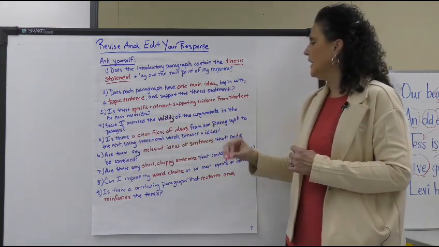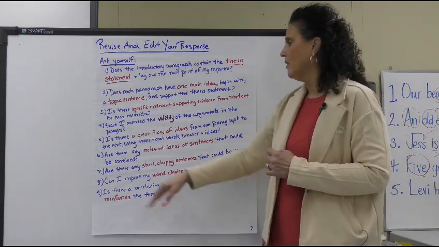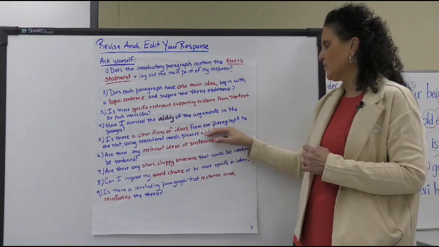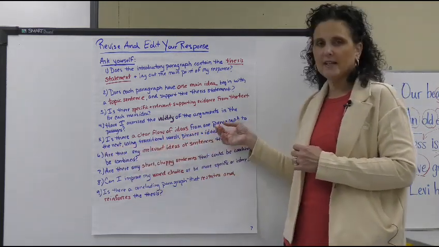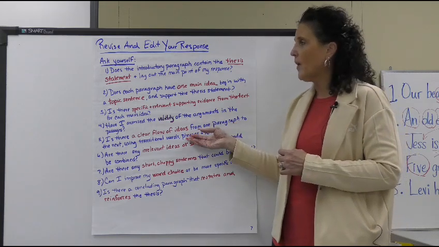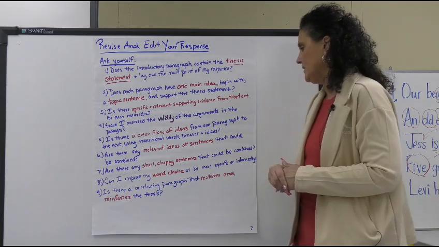Have I assessed the validity of the arguments in the passages? Remember, we've talked about validity before. Is there a clear flow of ideas from one paragraph to the next? And do I use those transitional words, phrases, and ideas? If you don't remember what they are, you can go back onto this HiSet and look. I've done lessons on all of these things.